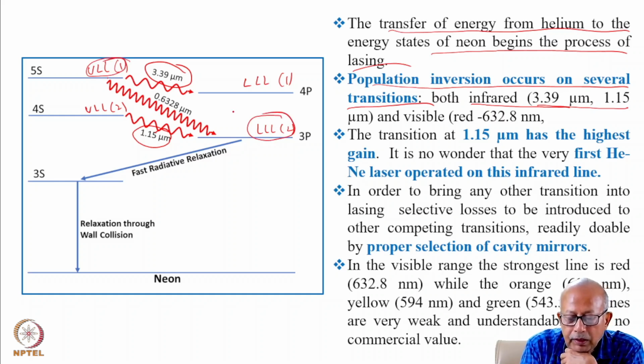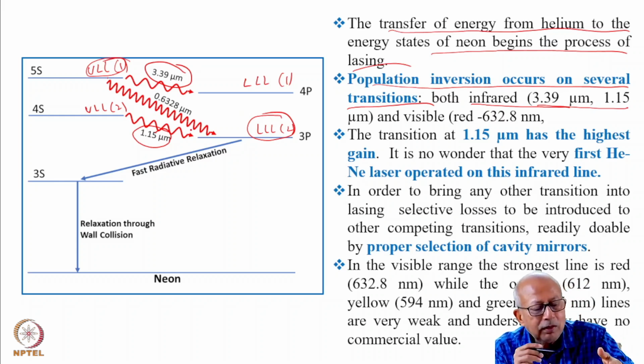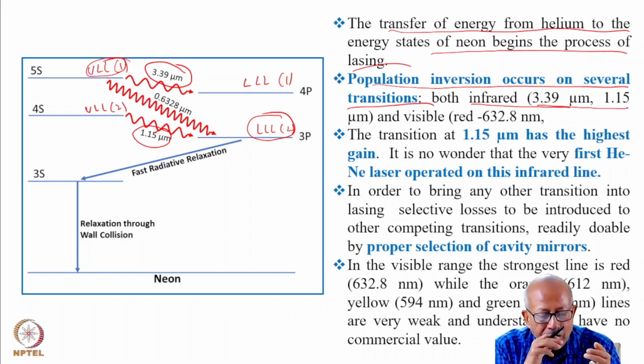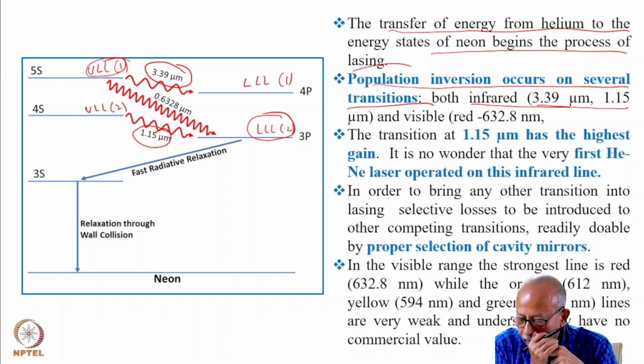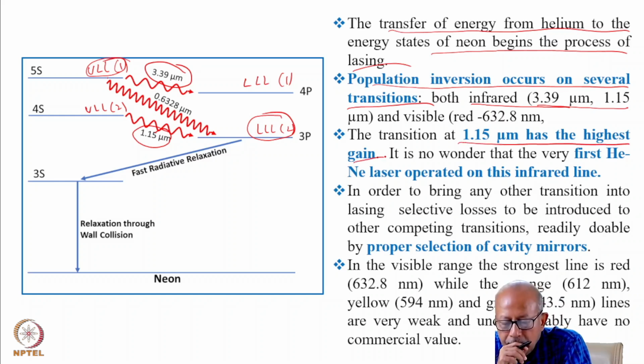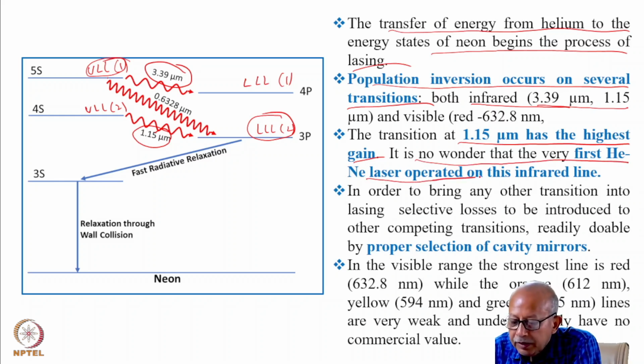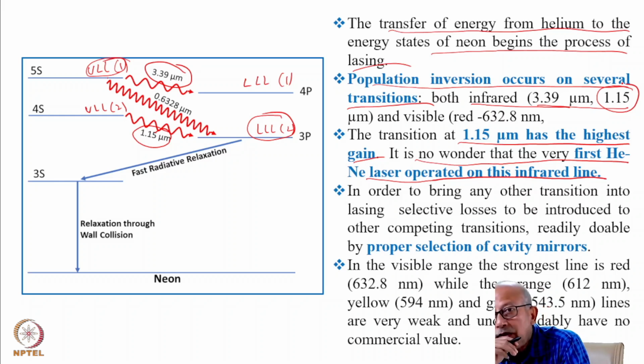And there is a visible transition also which occurs between this upper level and this lower level. This is again split into a number of sublevels for the same reason, because the electron has both orbital angular momentum as well as spin angular momentum, and a number of visible transitions can result from this emission, which can be red, orange, green, and yellow. Now the transition at 1.15 micron has the highest gain. And therefore, it is not surprising that the very first helium-neon laser operated on this infrared light at 1.15 micron. That is because intrinsically this transition has the highest gain.